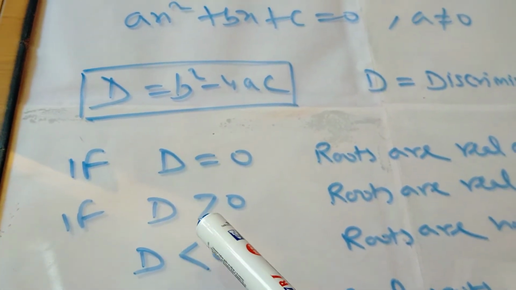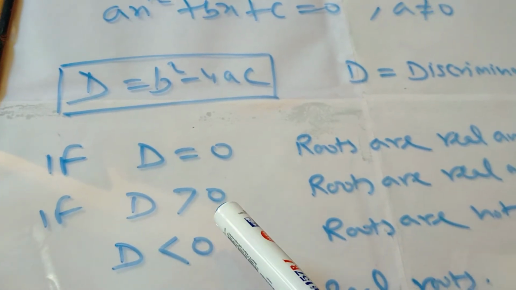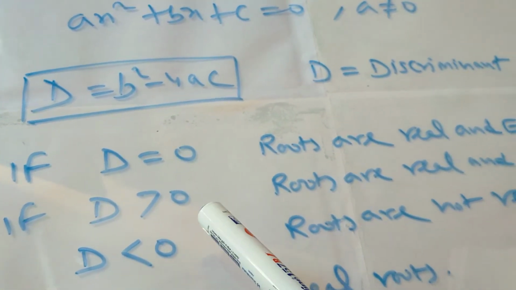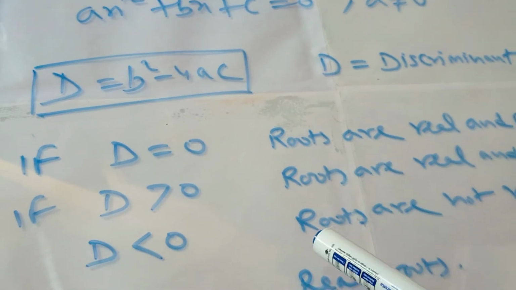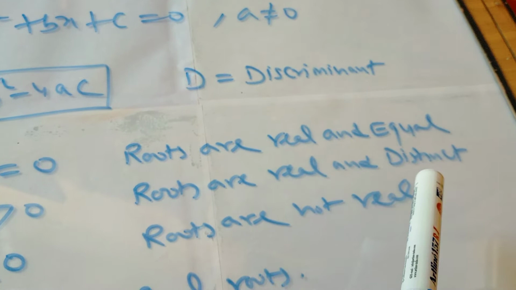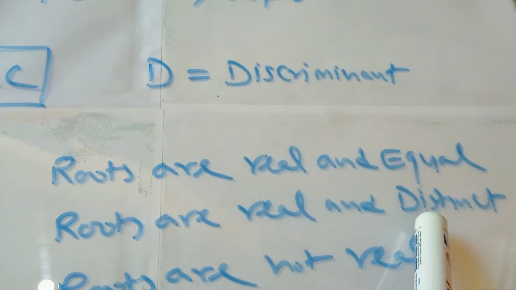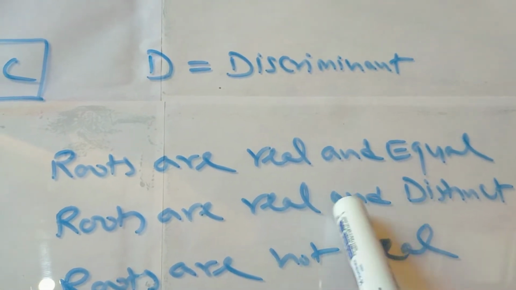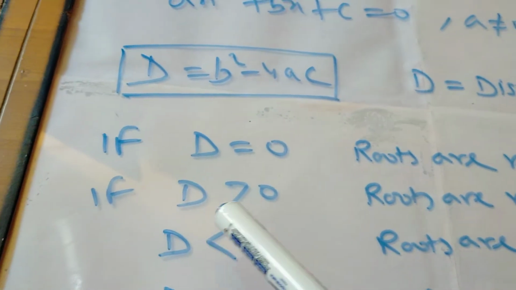Now, D is greater than 0. If your D is more than 0, more than 0 means positive values, so the roots are real and distinct. What is the meaning of distinct? Distinct means unequal. Unequal roots will be there if D is greater than 0.